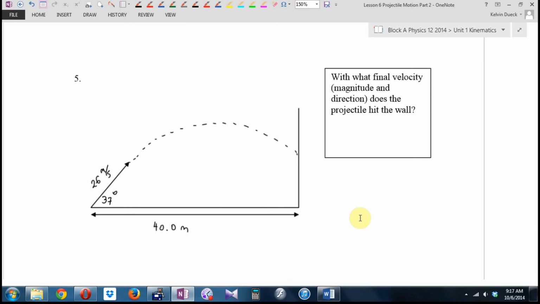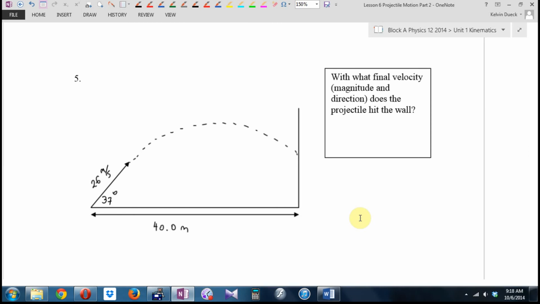All right, let's plan our attack. It says, with what final velocity, magnitude and direction, which means it's going to be the same kind of idea. We're going to draw a slanty velocity. Since it's slanty, we're going to find some components. Probably we'll be able to get Vx fairly easily. Probably Vy is going to be a bit more of a challenge. I'm going to trust that the picture is accurate, that it's hitting the wall on the way down, so I'll draw it slanty down. What have they given me?